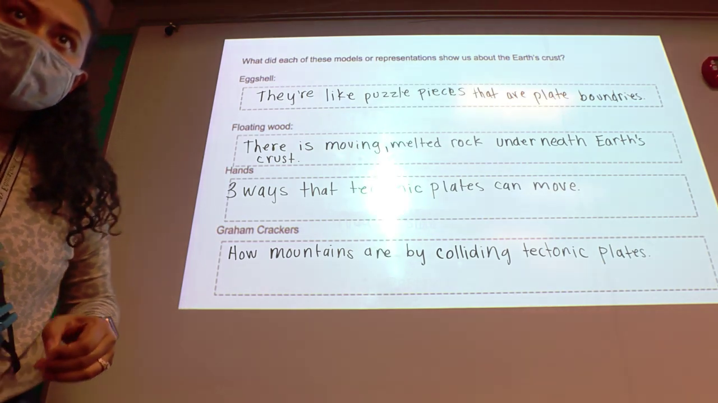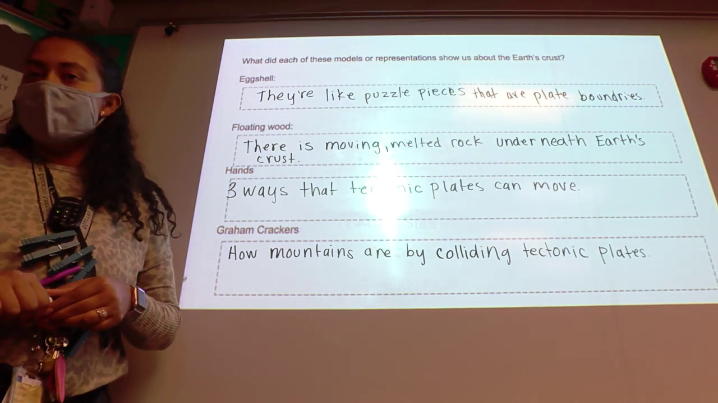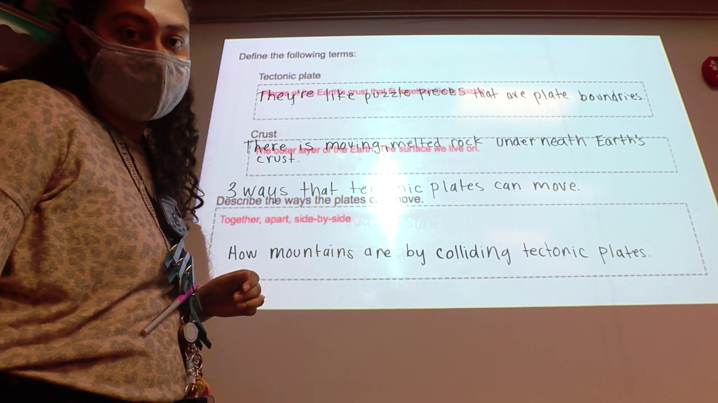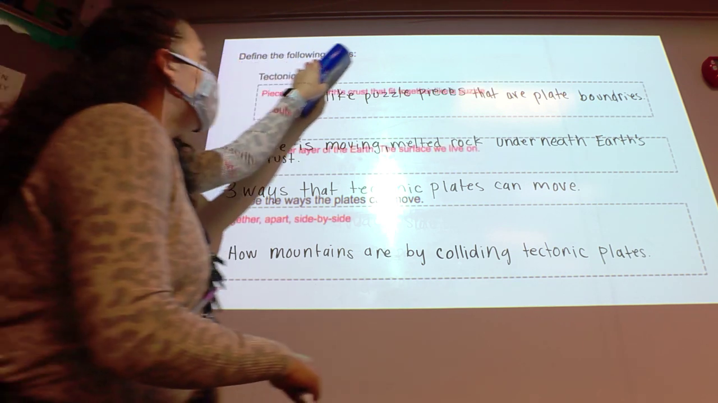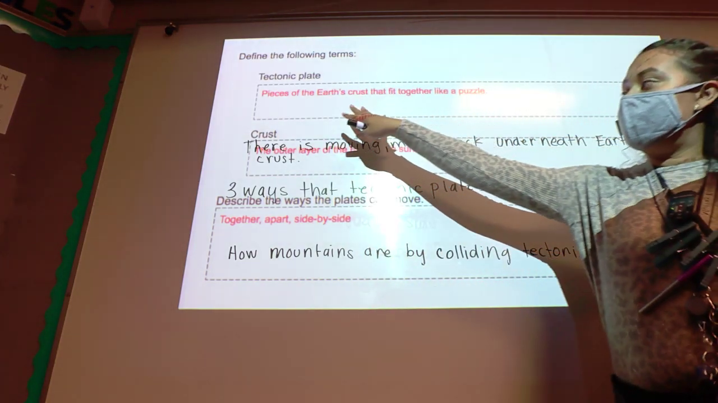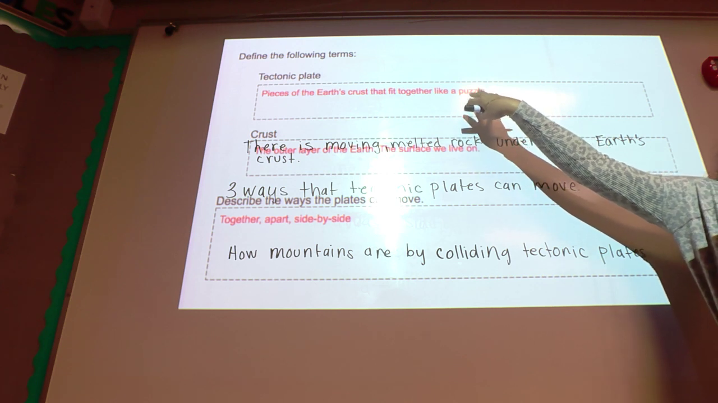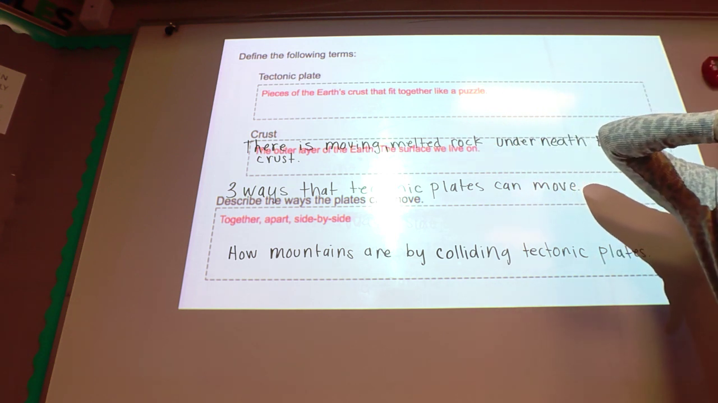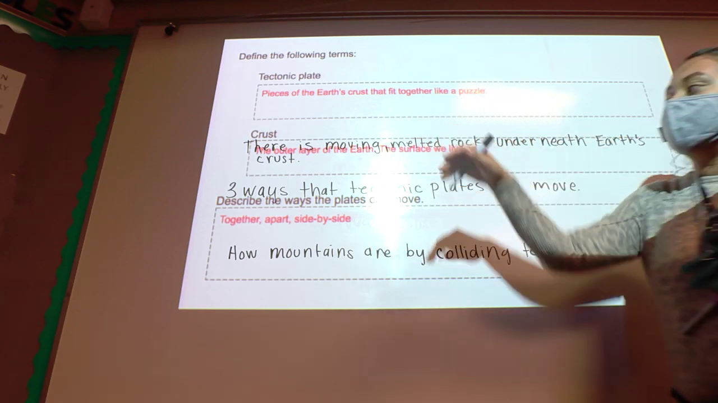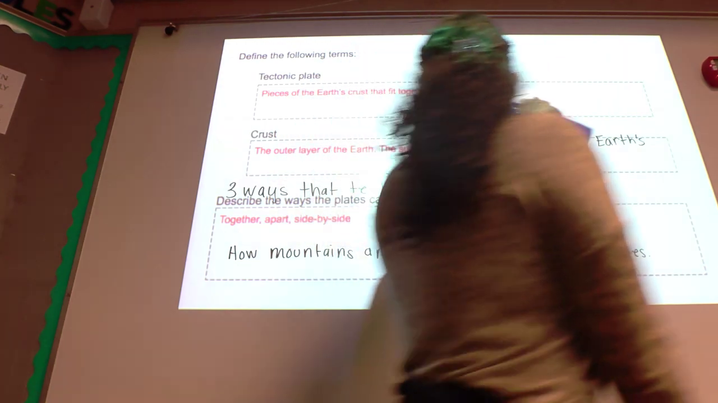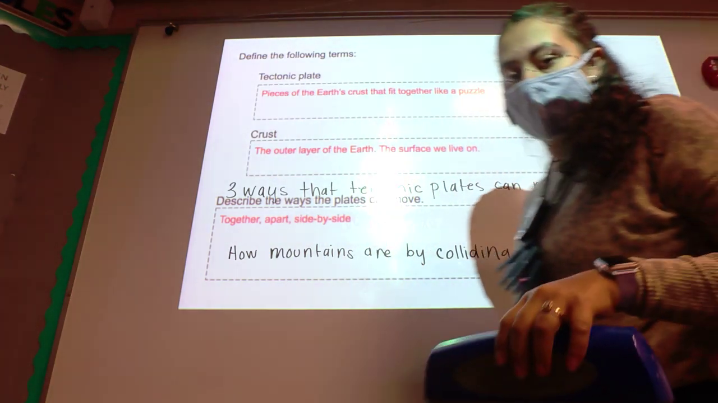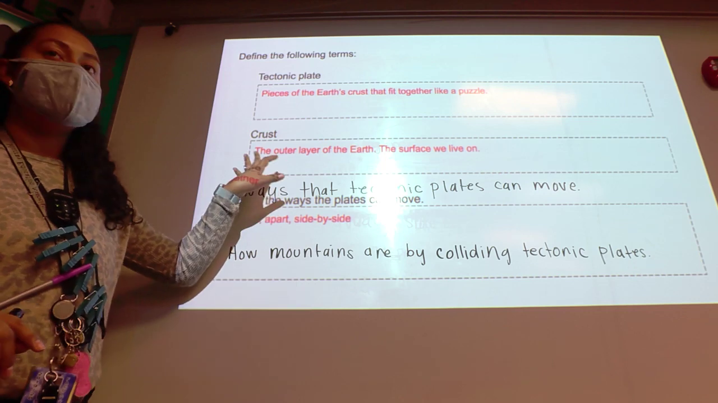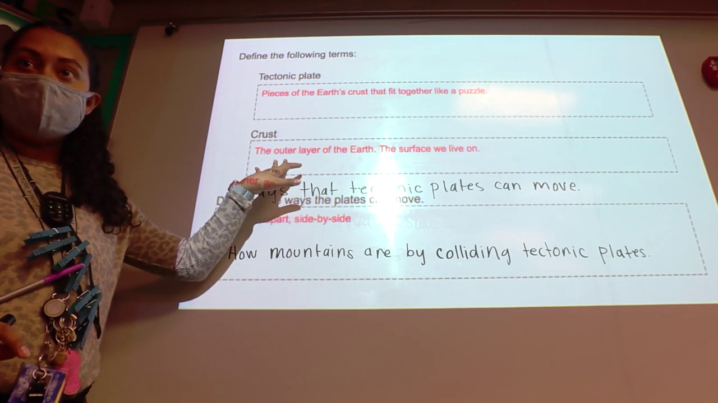Okay, you got them all down? Let's check our answers. Ready? Okay, tectonic plates: pieces of Earth's crust that fit together like a puzzle. Is that kind of what we said? Thumbs up or thumbs down? Thumbs up yes, thumbs down no. Okay. So for crust: the outer layer of Earth, the surface we live on. We're reviewing the definitions. We're correcting them. Is that what we said? The outer layer of Earth, the surface we live on?